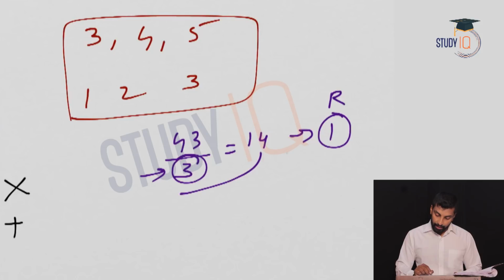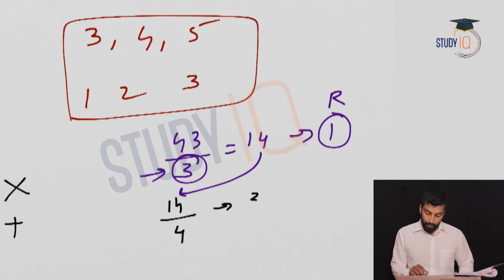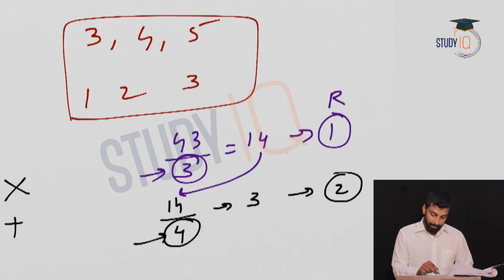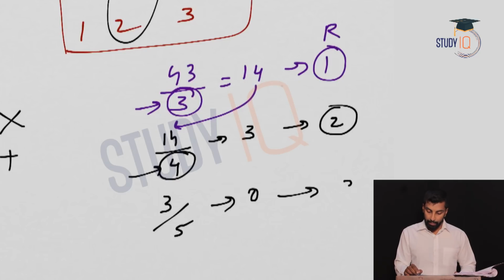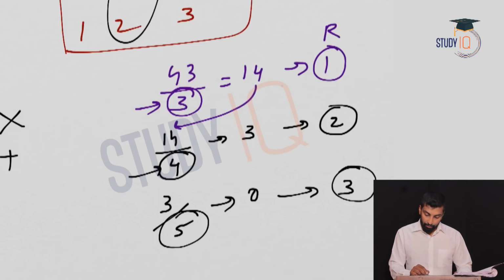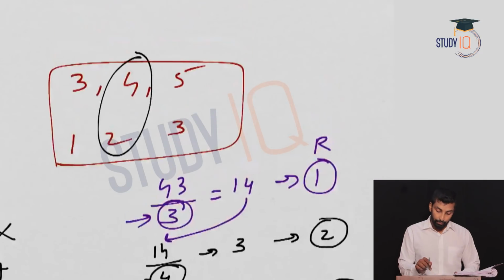Then this quotient is what you are going to divide. 14 divided by the next divisor 4. What is the quotient now? 3 is the quotient. What is the remainder? 2. So when divided by 4, 2 is the remainder. Now what is the new quotient? 3. You will divide 3 by 5. There won't be any quotient, but you get a remainder 3. So when you divide by 5, it leaves a remainder 3. And that's what they have given.